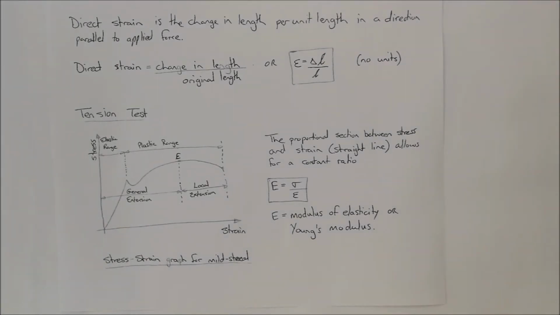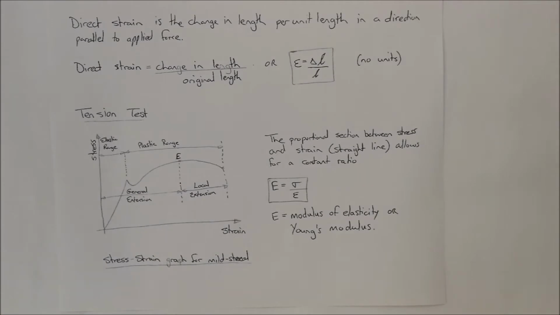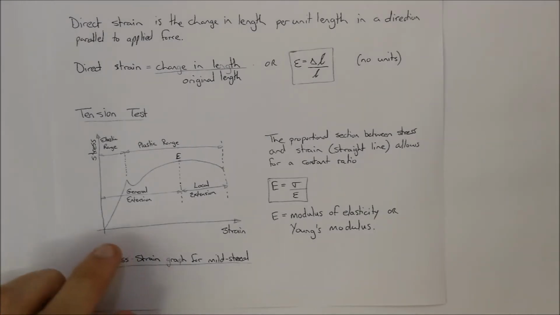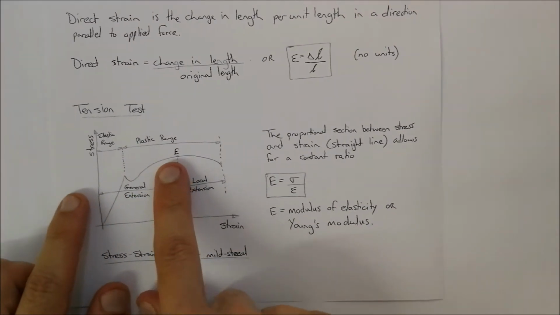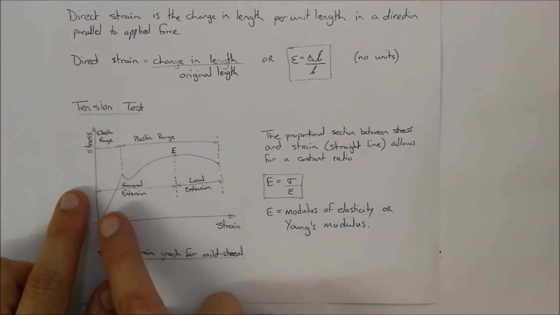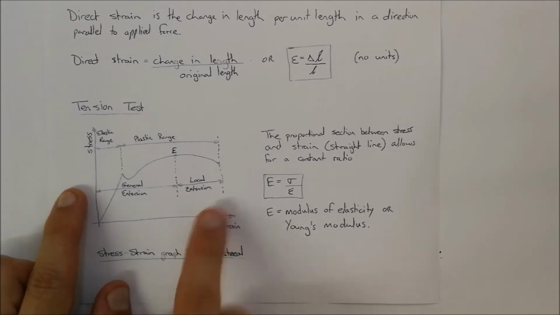Then you get your plastic range, where deformation happens. After the elastic range, sometimes there is a little bit of a crackling sound in the material, and then it goes past the elastic range and into the plastic range. Your general extension is shown up to your point E, your maximum load point, and after that you're going to have your local extension happening.